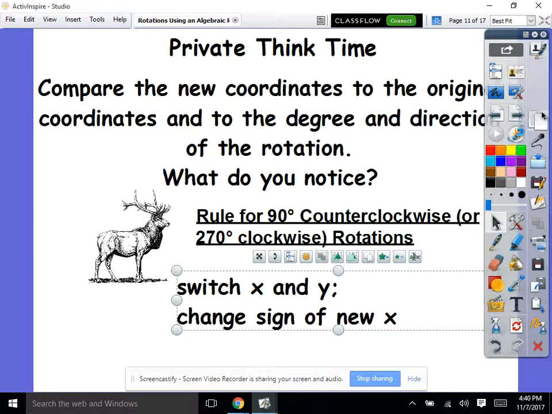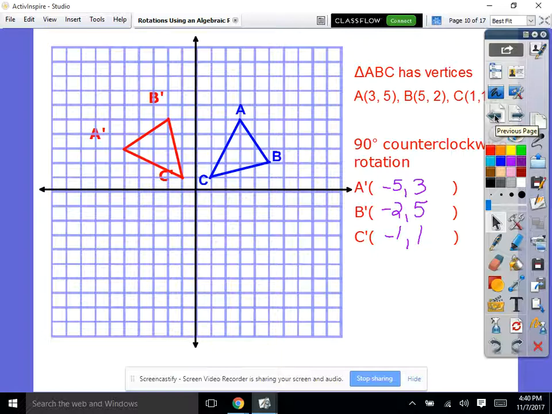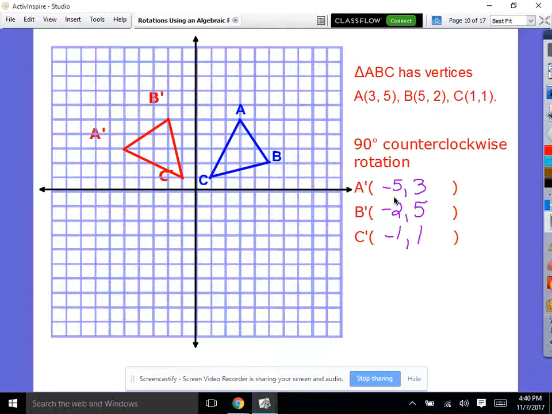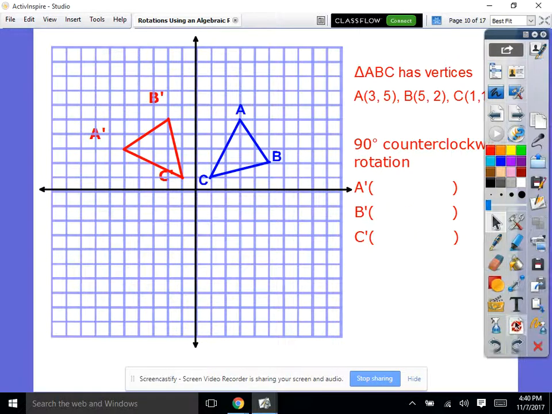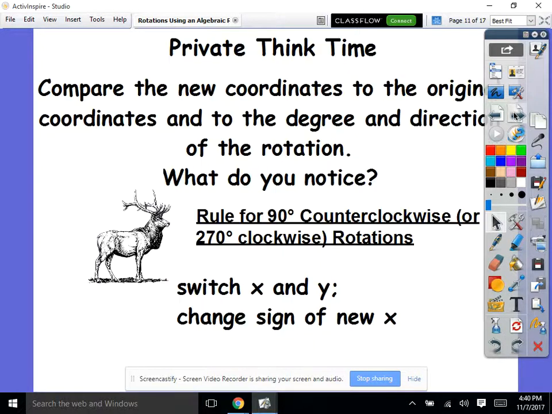So let's see if that's what we did. So switch x and y, 5, 3, and then change the new x, so that would be negative 5, 3. Switch x and y, so 2, 5, change the sign of the x, negative 2, 5. 1, 1, stays 1, 1, change the sign of the new x, which is negative 1. So this is one set of notes that you will definitely need to have out as you're doing your practice assignment tomorrow.